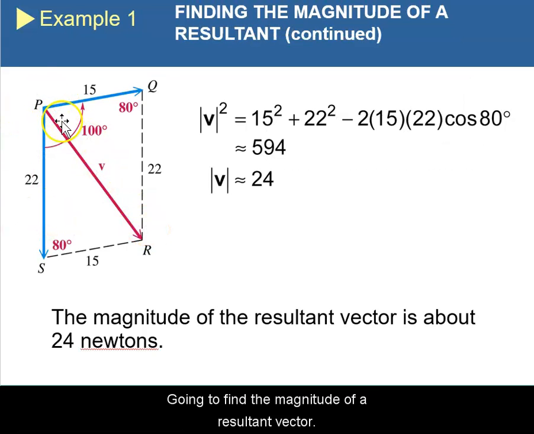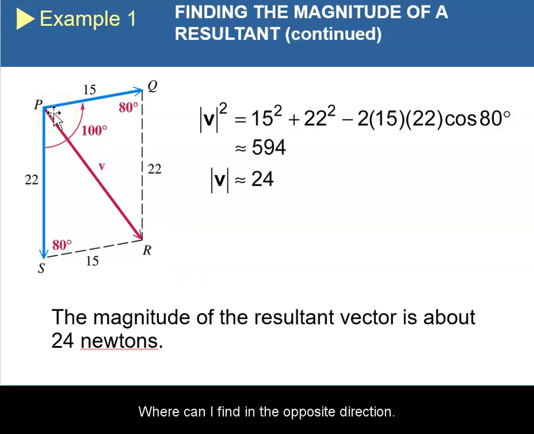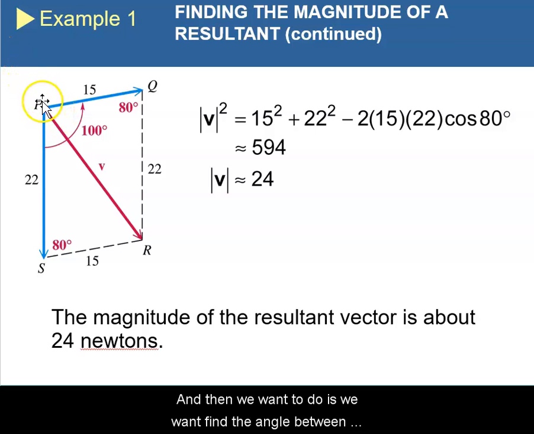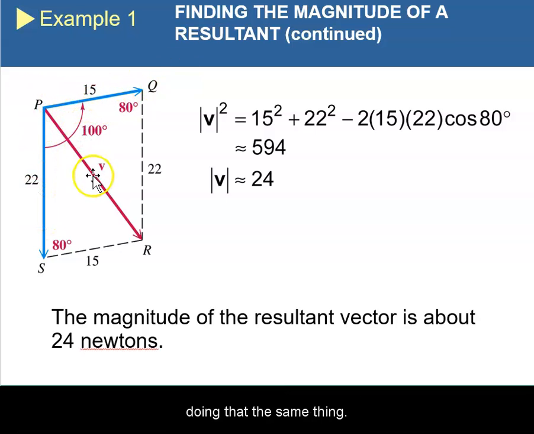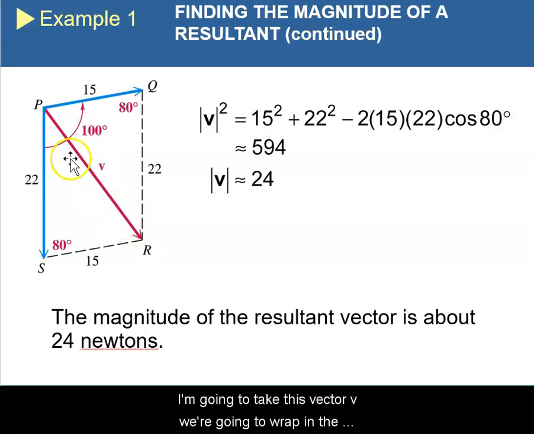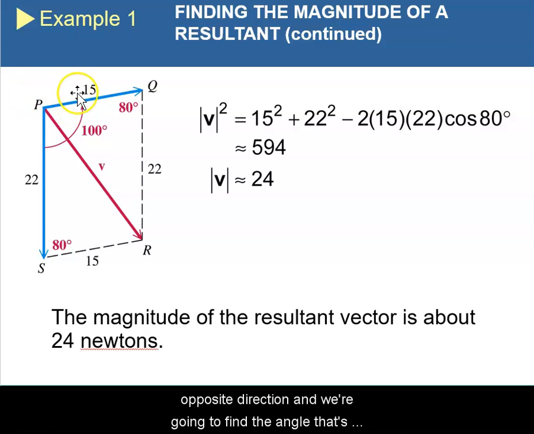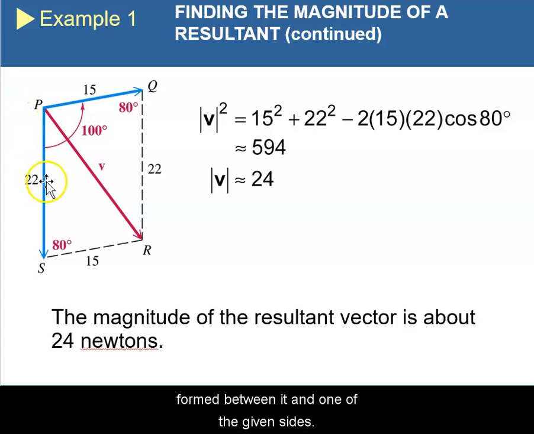We're going to find the magnitude of our resultant vector, but we're going to find it in the opposite direction, in this direction. Then we want to find the angle between it and one of the given vectors. So we're basically doing the same thing. We take this vector v, draw it in the opposite direction, and find the angle that's formed between it and one of the given sides.